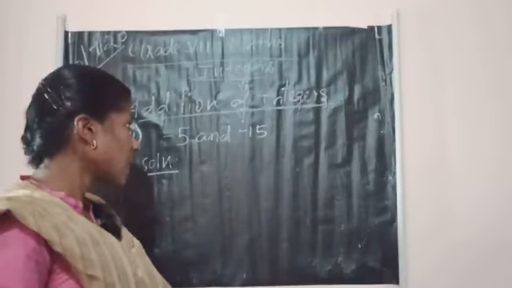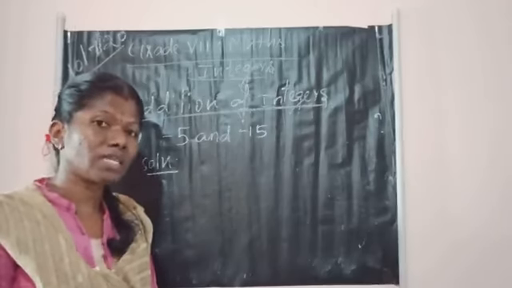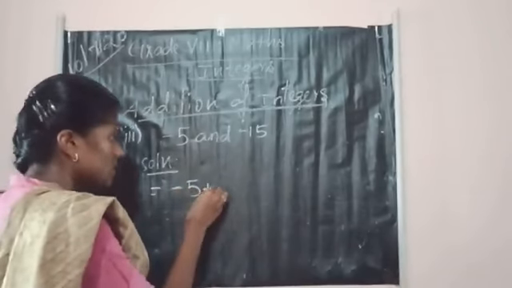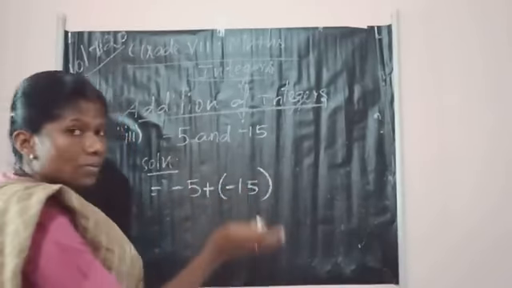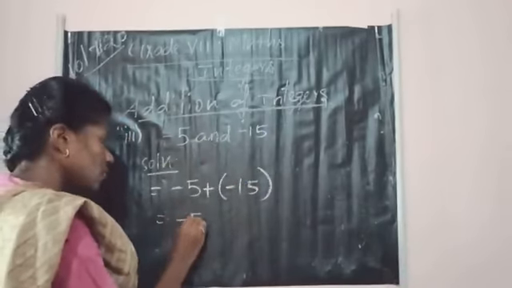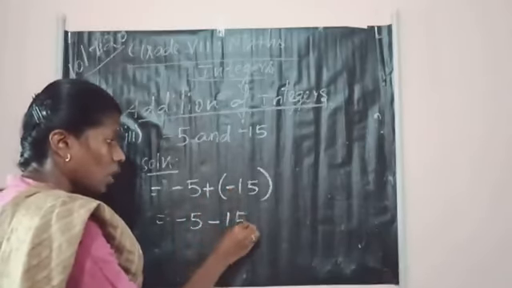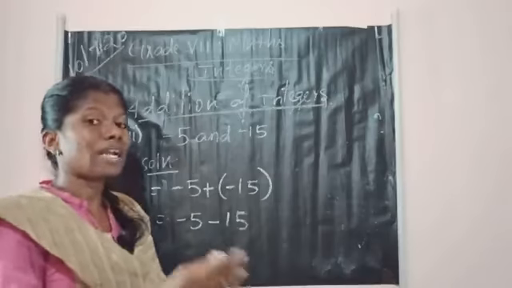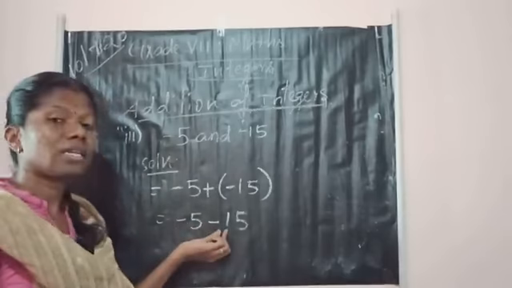Now let's start adding these two integers, that is minus 5 and minus 15. So minus 5 plus minus 15. I am going to add these two negative integers. So minus 5 plus minus 15. In the previous problem, we saw that the signs are different, but in this problem, the signs are the same. Here you have minus and here you have minus.